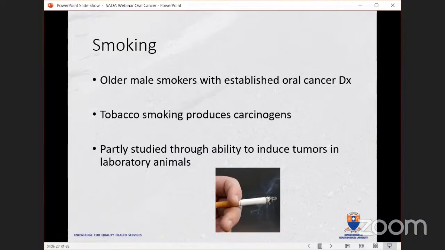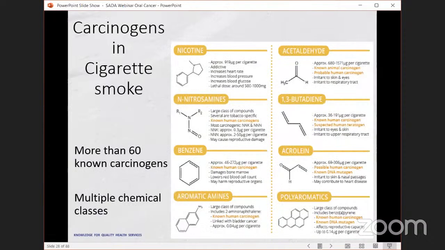But it is important to consider levels of the compounds in cigarette smoke and the ability to induce tumors in laboratory animals. Now, each puff of each cigarette contains a mixture of thousands of compounds, and this includes more than 60 well-established and well-documented carcinogens. These carcinogens in the cigarette smoke belong to multiple chemical classes and include things like polycyclic aromatic hydrocarbons, N-nitrosamines, aromatic amines, aldehydes, volatile organic hydrocarbons, and also metals.